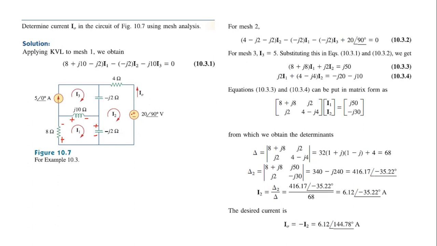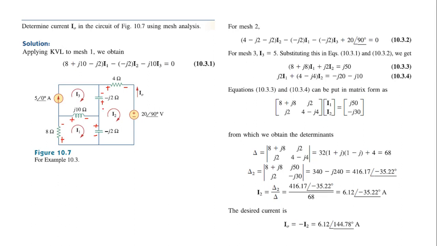Now let us take the second mesh. The current is I2, and the direction is again clockwise. We have already assigned polarity for the capacitor on the basis of current I1. Let us move on to this capacitor. The current will enter here, so this will be the positive terminal and this will be the negative. Again here this is positive and here it is negative. So this is mesh 2, and let's move on to mesh 3.